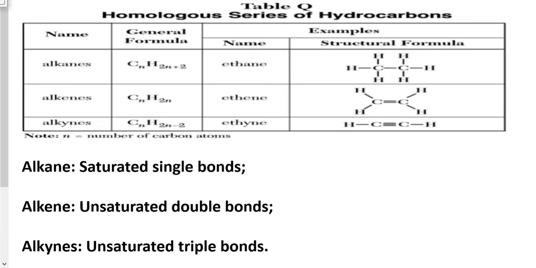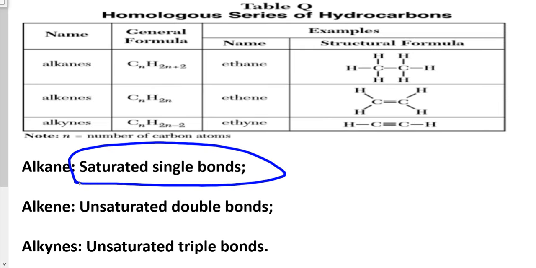Let's take a look at reference table Q. In reference table Q, we are going to learn about 3 different types of hydrocarbon. They're known as alkanes, alkenes, and alkynes. For alkane, we have saturated single bonds. This is important. We have saturated single bonds.